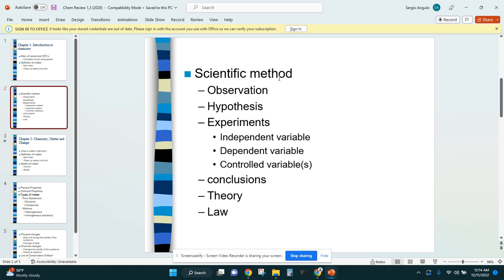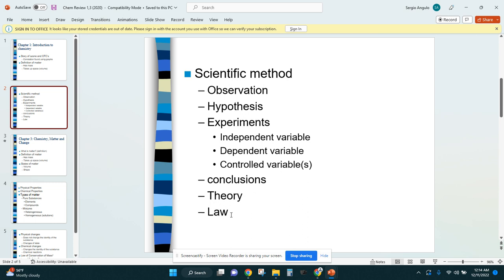Also, we talked about the scientific method, what is observation, hypothesis, how experiments are carried on, and how during experiments there's always an independent variable and a dependent variable. There's also controlled variables or controls that we have in experiments. Then we came up with conclusions. From those conclusions, we can come up with a theory. Remember, basically, a theory is a hypothesis with data behind it. And then that's kind of a higher level of understanding.